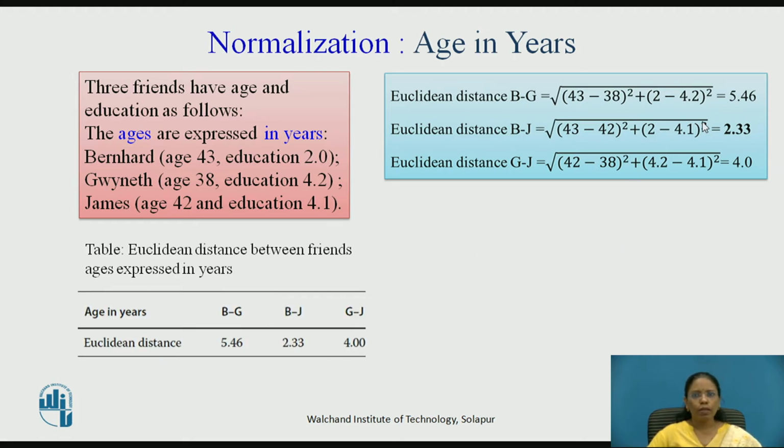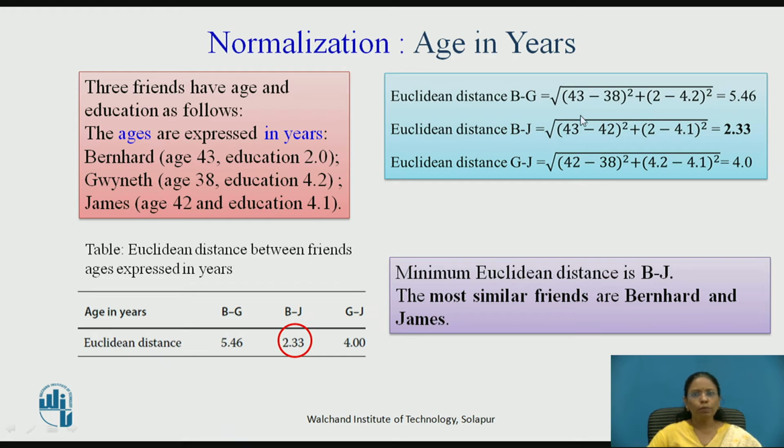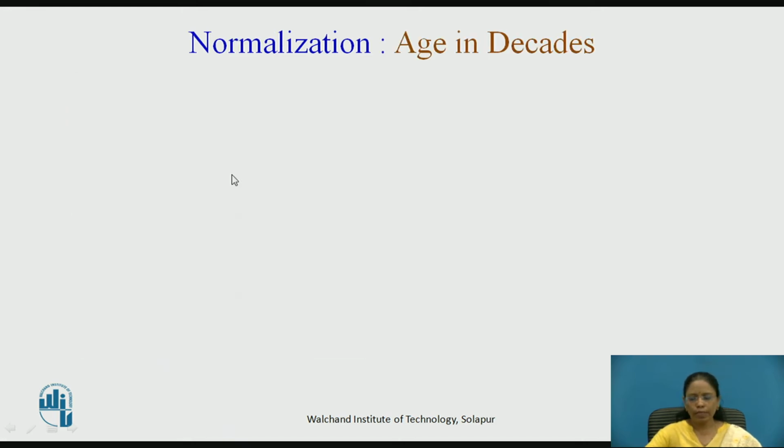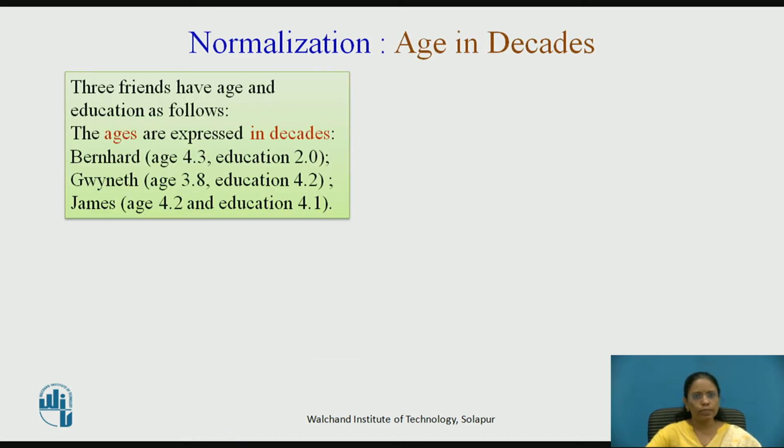Here I have highlighted this value BJ, which is 2.33, because this 2.33 is the minimum Euclidean distance, which is between Bernard and James. This indicates that Bernard and James are the most similar friends when I consider the age in years. Let us see whether I get the same results when I express the age in decades.